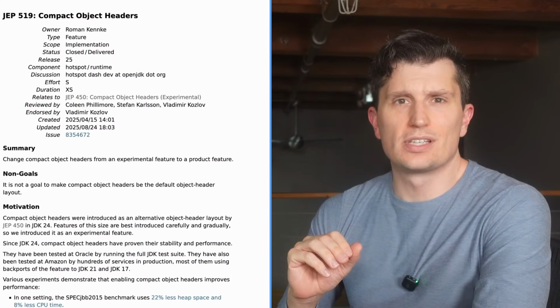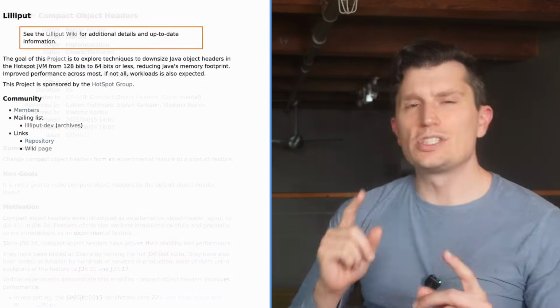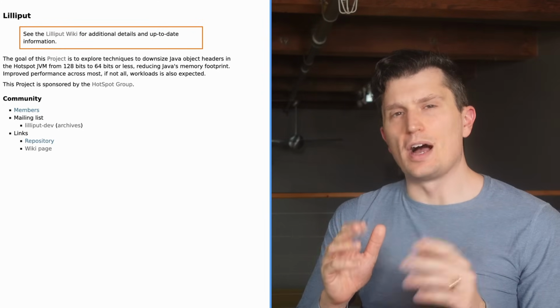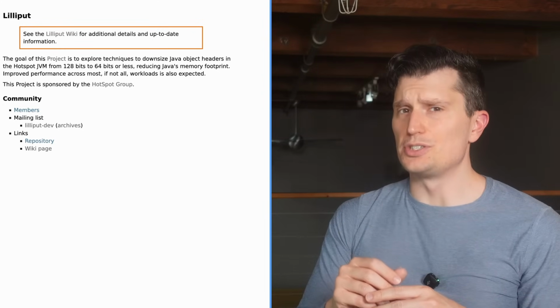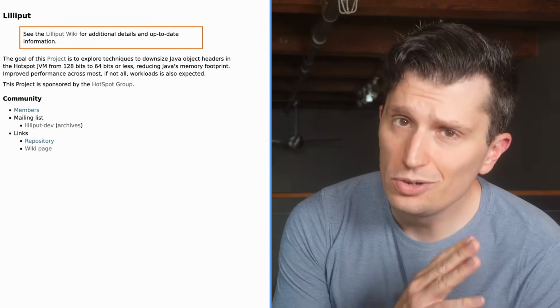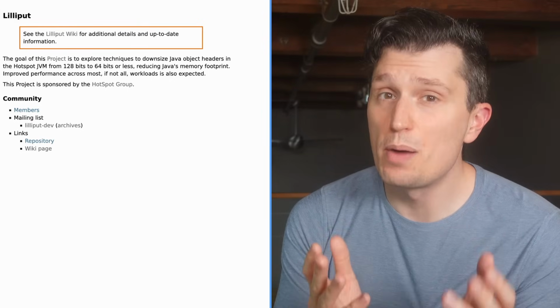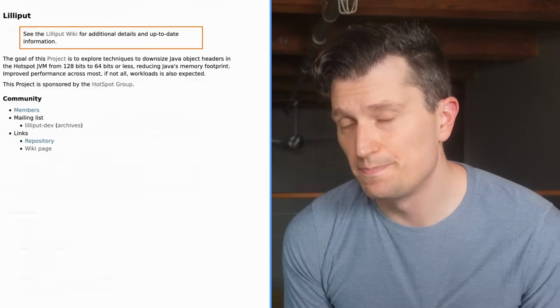One new runtime feature that caught my interest and was delivered as a final feature in JDK 25 is compact object headers. This came out of Project Lilliput, which is focusing on reducing the size of object headers on the Hotspot JVM. Which, if you don't know which JVM you're using, it's probably Hotspot or a derivative of it.